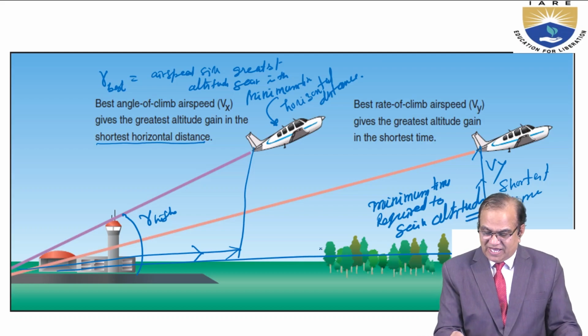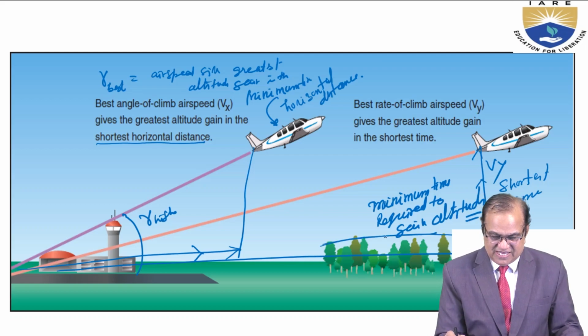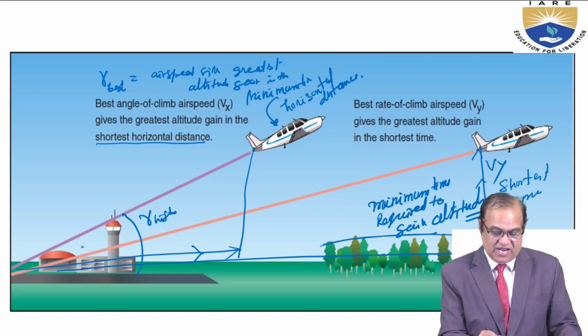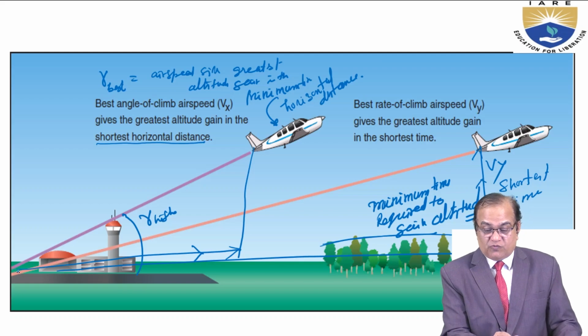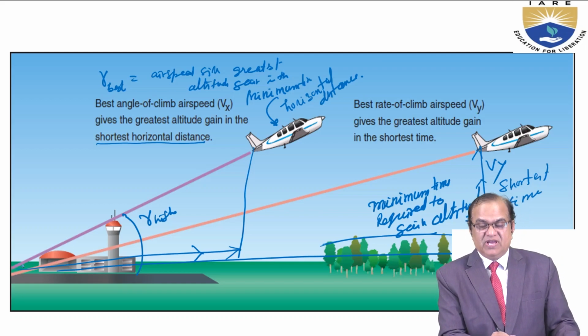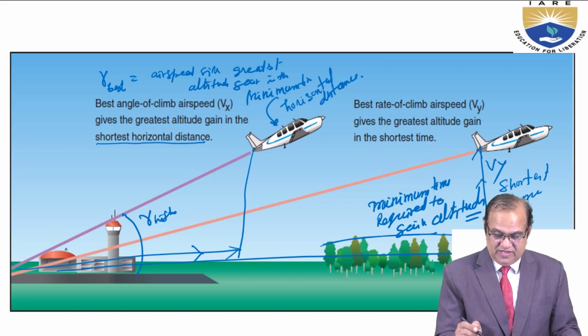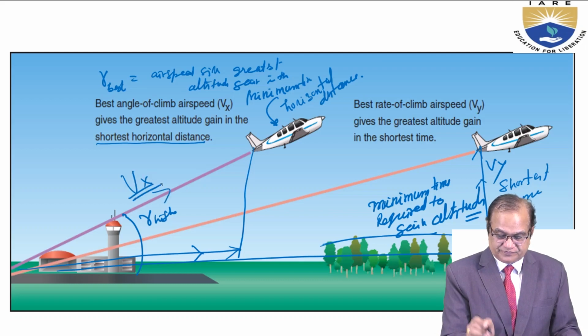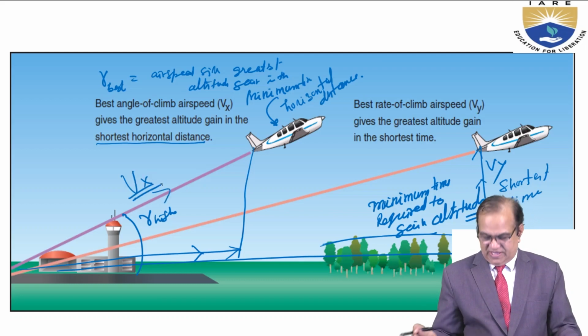So we have to clear all the obstacles here. If there are some tall buildings nearby and you want to fly, then we have to use Vx. That is the best climb angle velocity we have to fly. That is Vx, and this is Vy.